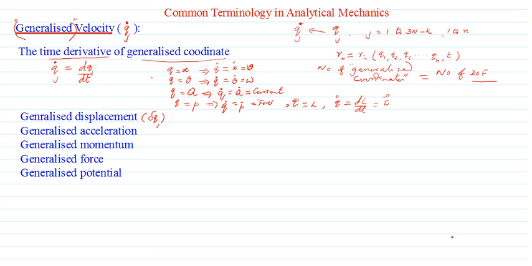About generalized coordinate theta angle, it will be some small delta theta. If it is charge, it will be delta q. If it is moment, it will be delta p. But it will be regarded as what? Generalized displacement. Similarly, generalized acceleration.